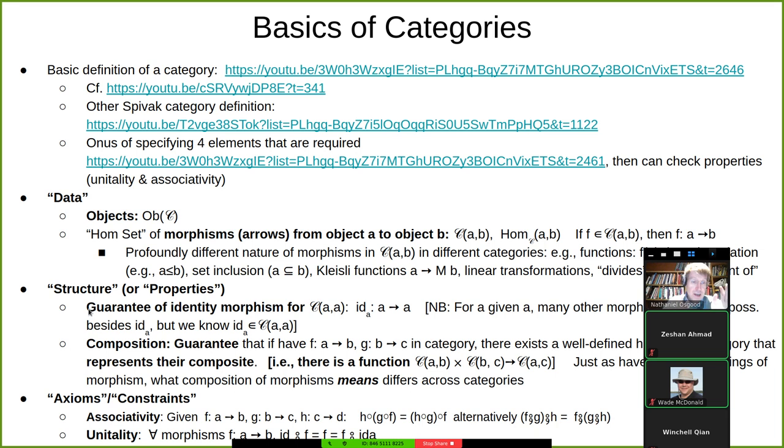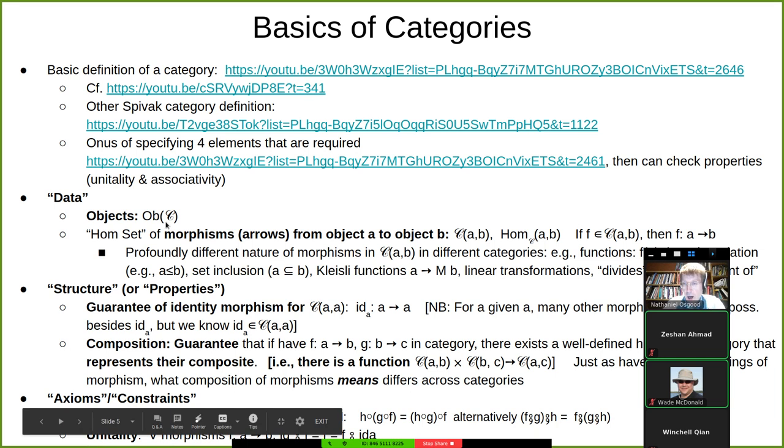So, all of these definitions, though, come down to a couple things. We have some elements or data that we're specifying for this category. The tendency in category theory is to call this the data. I have some kind of mixed feelings about it, but basically you need to give me a set of objects, or, okay, it's a class of objects, okay? These are objects of this category C.